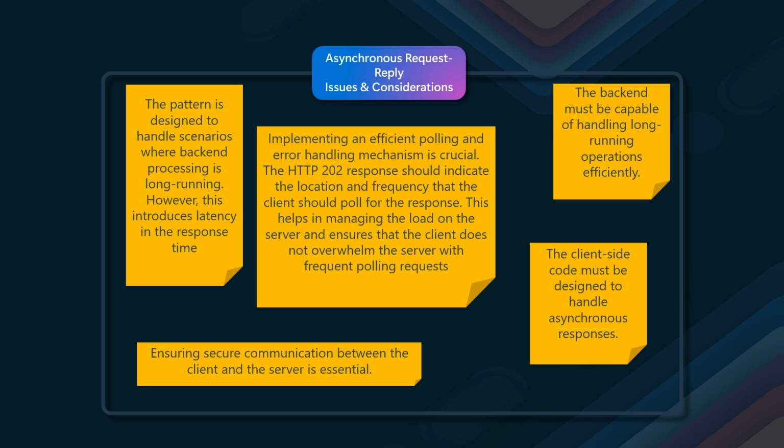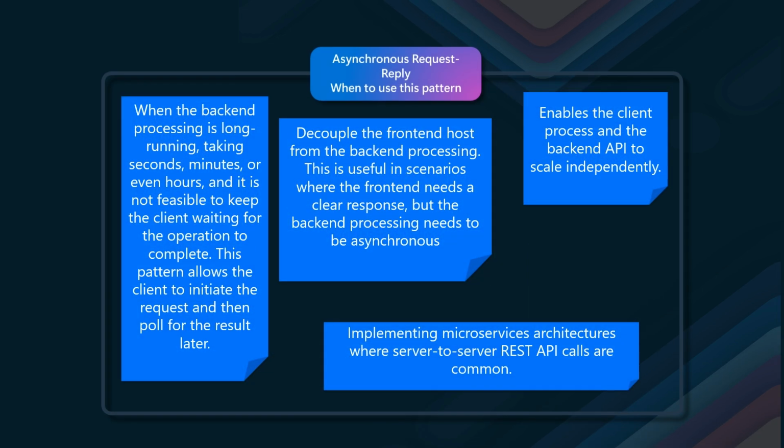Efficiently managing resources such as message queues and status endpoints is crucial to prevent resource exhaustion and ensure that the system can handle a large number of concurrent requests. By addressing these issues and considerations, the asynchronous request reply pattern can be effectively implemented to handle long running operations while providing a clear response to the client.